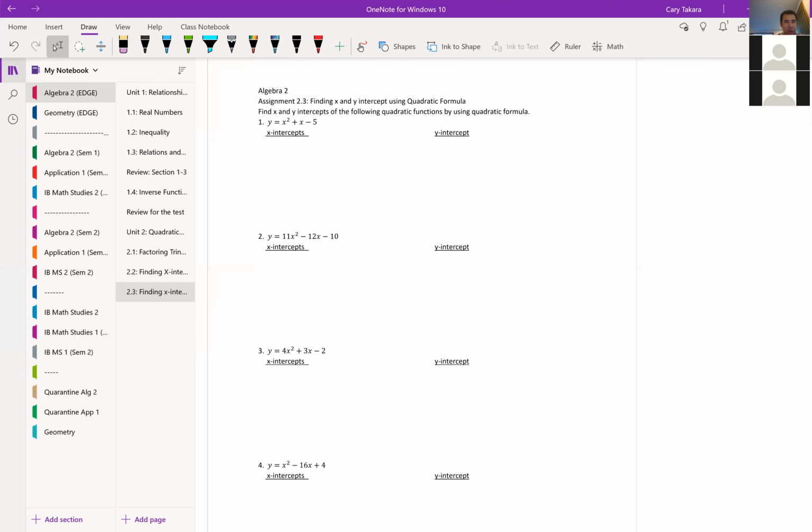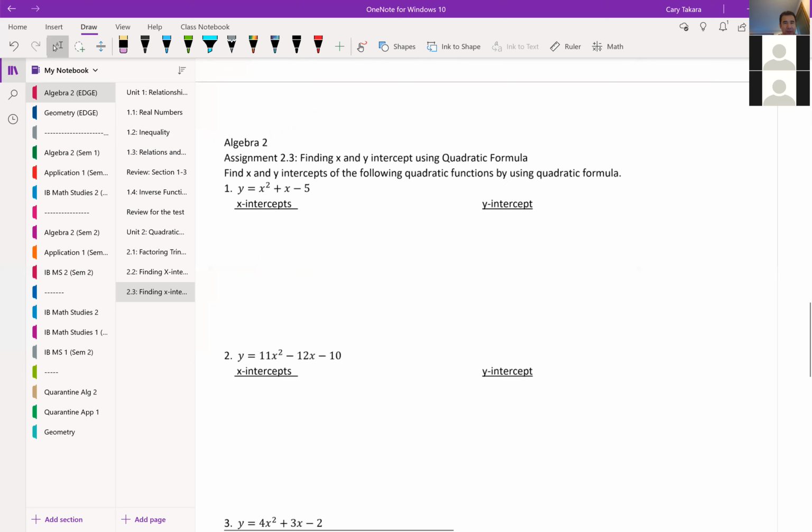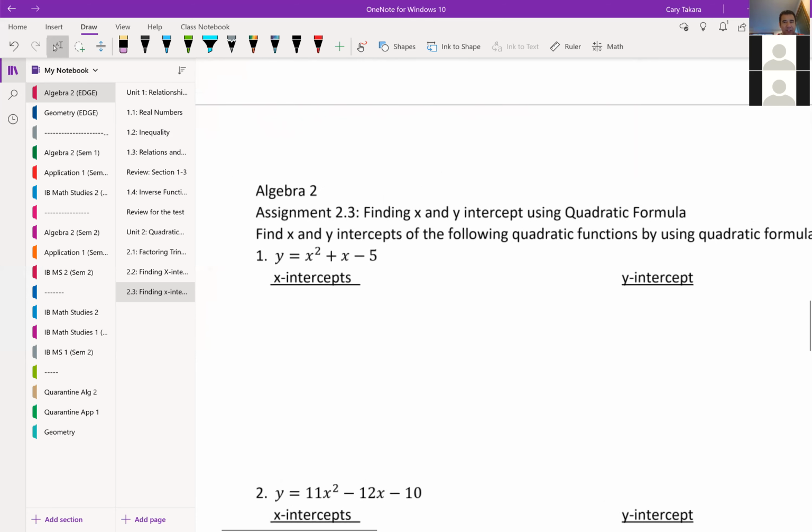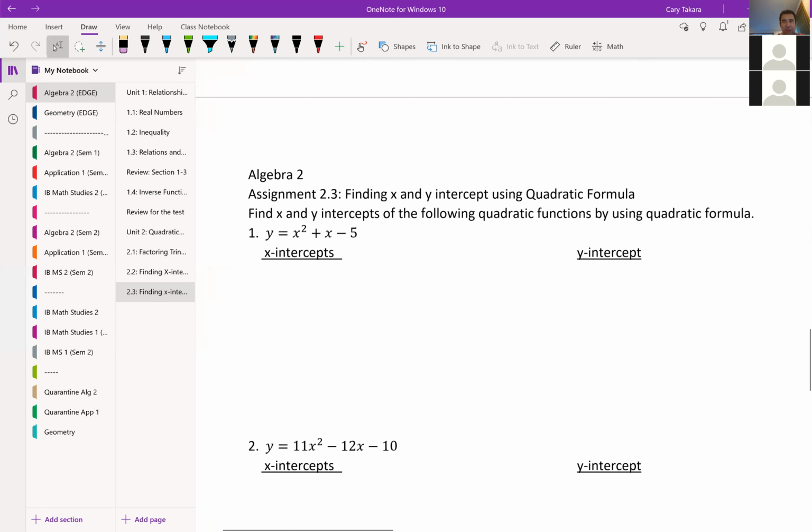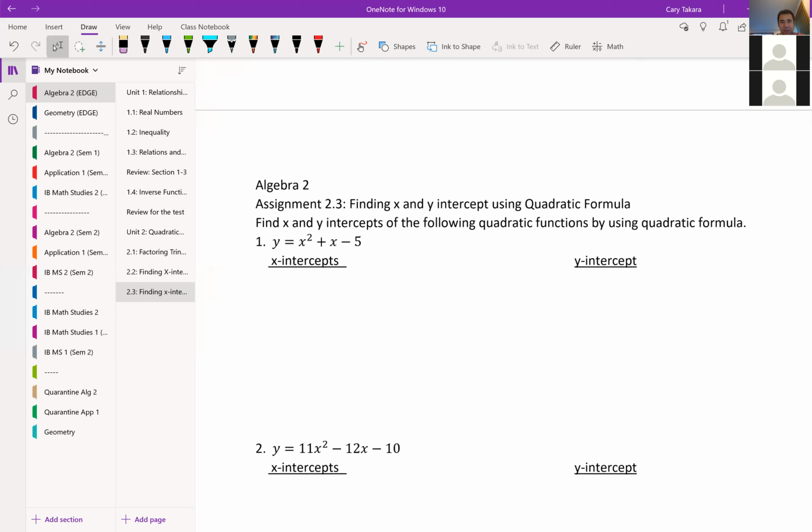Let's do number 1. We're going to find the x-intercept by using the quadratic formula. Find the x and y-intercept of the following quadratic functions by using the quadratic formula for the x-intercept. So let's do that. Number 1. Now, you don't need to do this because it will be obvious to you, but at least for this problem, tell me what A, B, and C is.